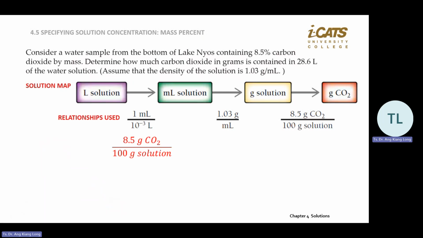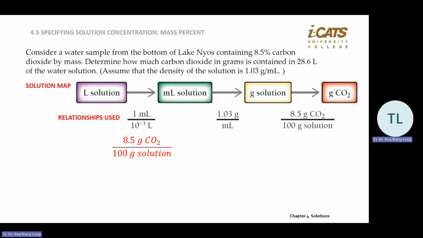All right, so what we actually need is the relationship. This is the thinking behind it. To solve this one, you need to convert the useful information. For example, the density is in milliliter, so you need to convert into liter because the question gives you 28.6 liter. And then you convert.